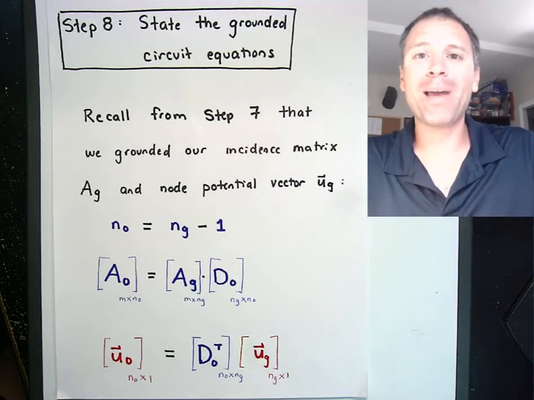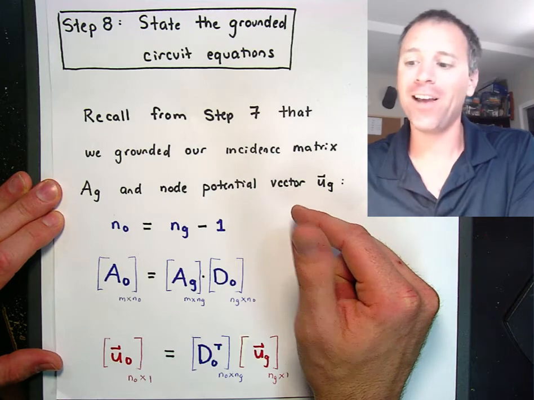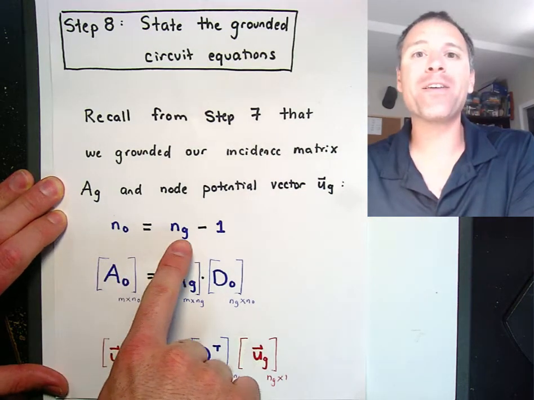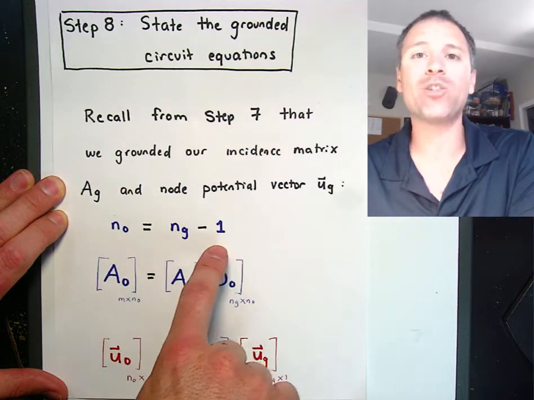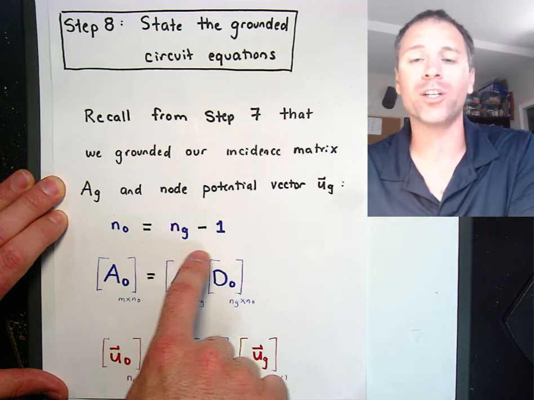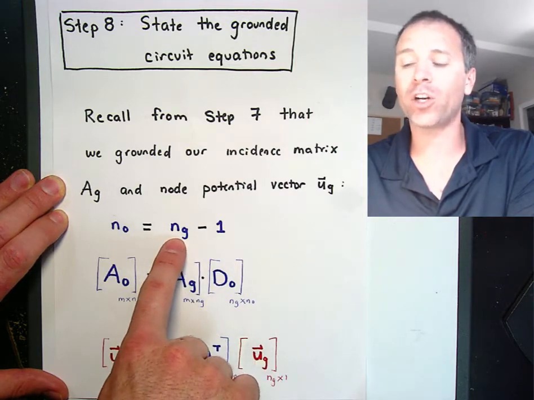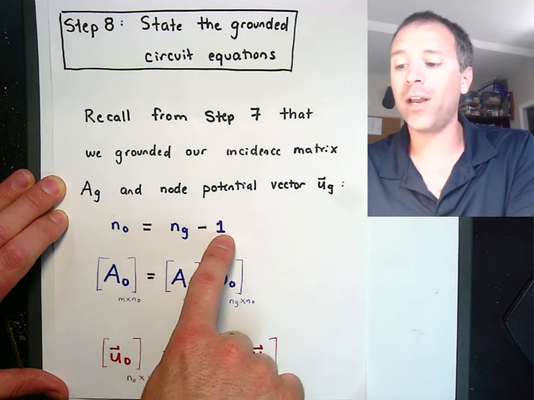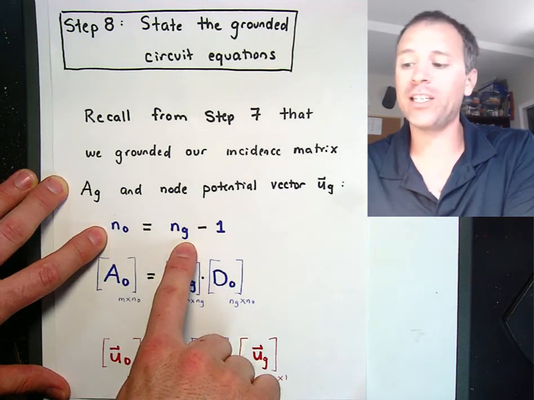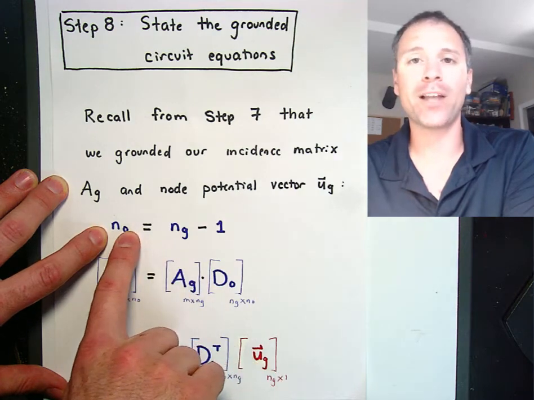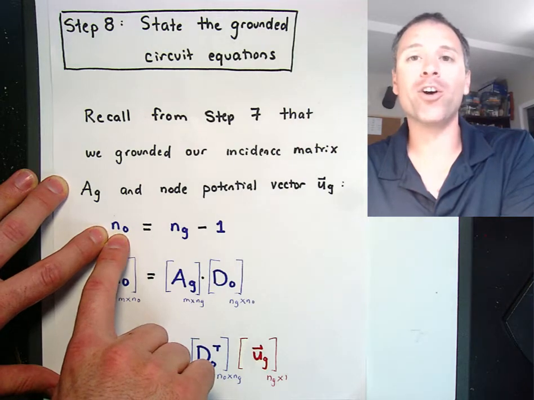To get started with step 8, let's recall the end results that we had from step 7. First thing that we did is we decreased the dimensions of our unknown node potentials by 1 because we switched the ground node from unknown to known, setting it equal to 0. So specifically, we said the number of nodes in the circuit is 7. We subtract 1. Now we have n sub 0. When we ground the circuit, we set G equal to 0. That's the notation there. So now there are going to be 6 unknown variables in our node potential vector.